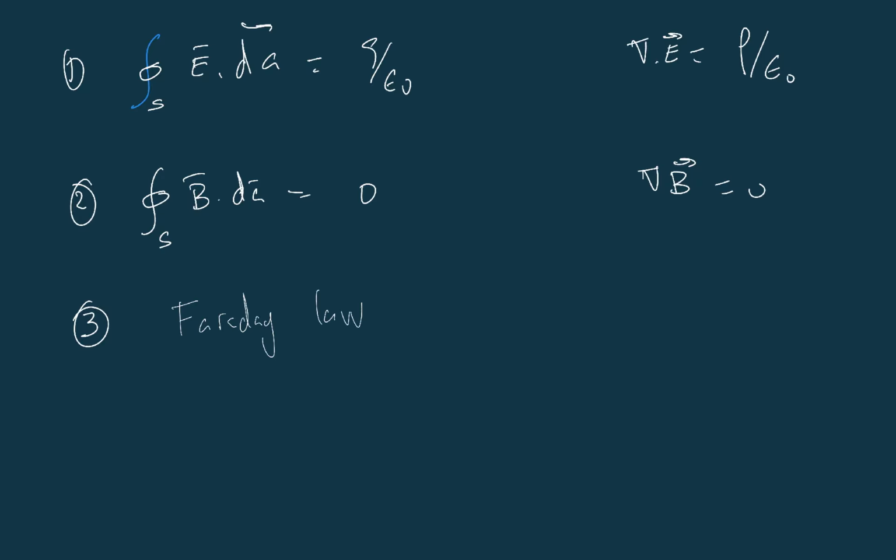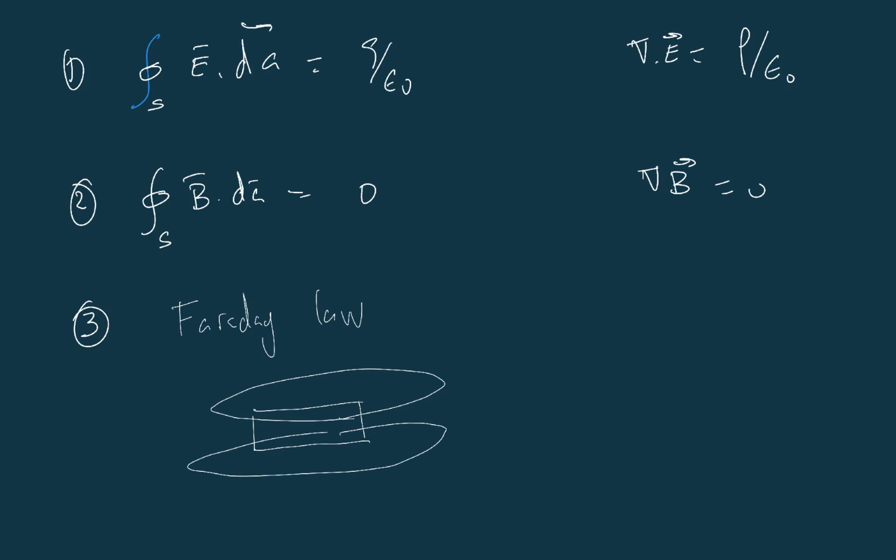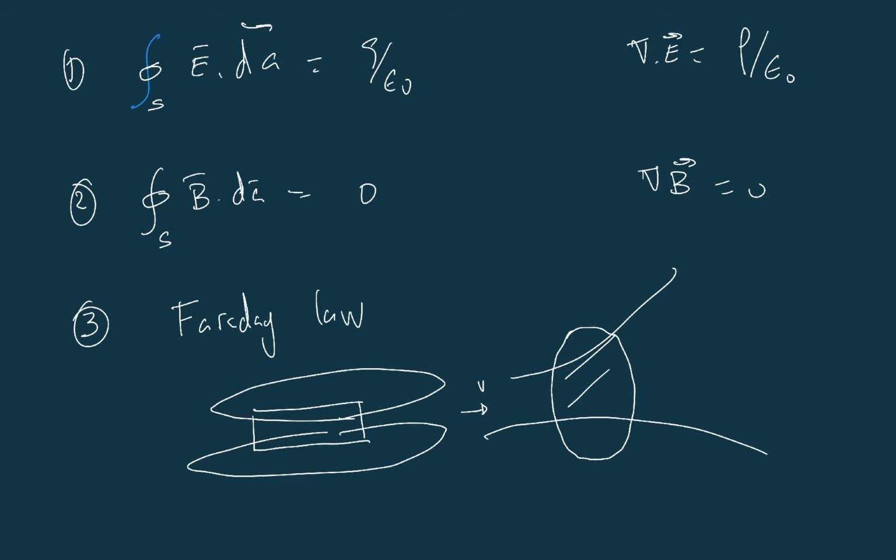Faraday's law says this: if you have a magnet, and the magnet produces a magnetic field, and you have a loop of cable, and now you move the magnet with a certain velocity v in a way that the flux crossing the surface S is increasing.